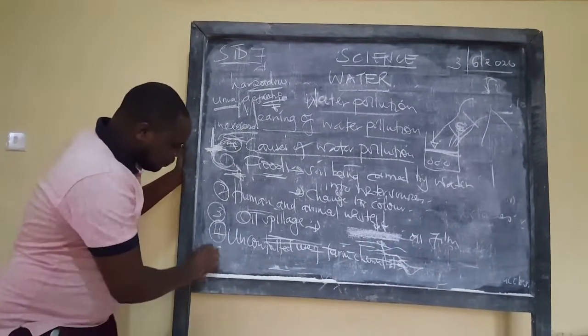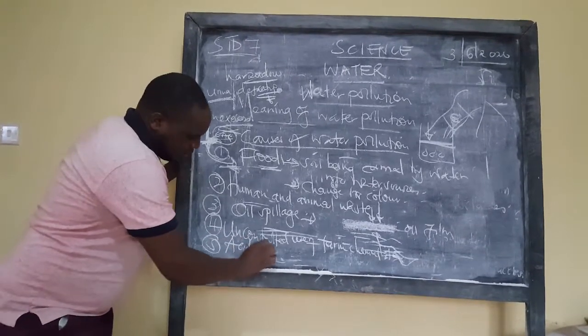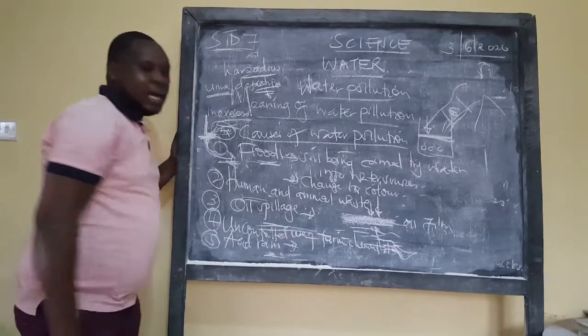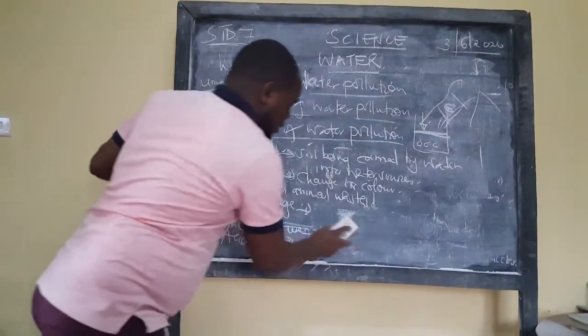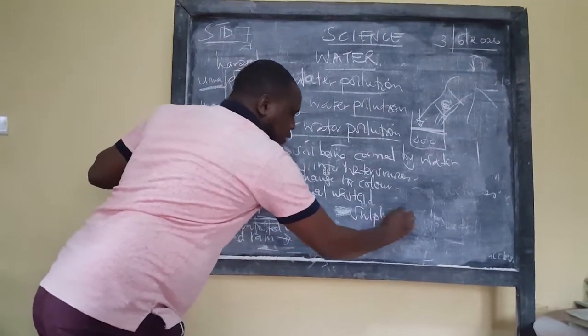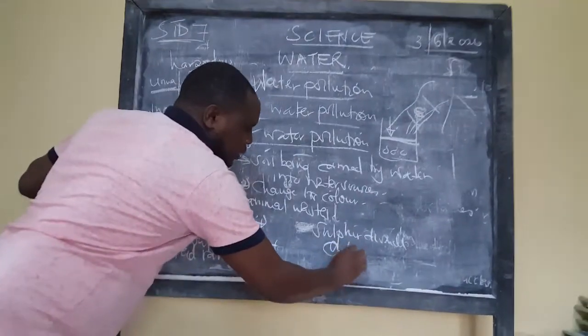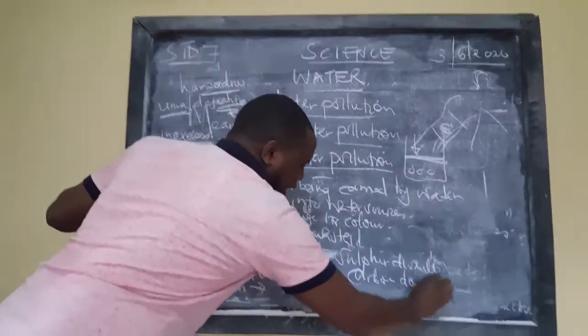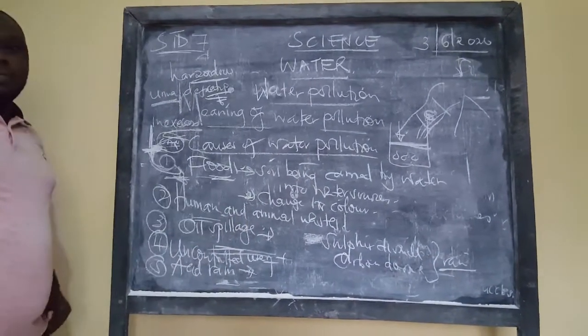So the next one and the last one is acid rain. And what is acid rain? Acid rain, we are able to see the effects of that. Acid rain is formed when sulfur dioxide mixes with the carbon dioxide and rainwater. And where are these gases coming from?